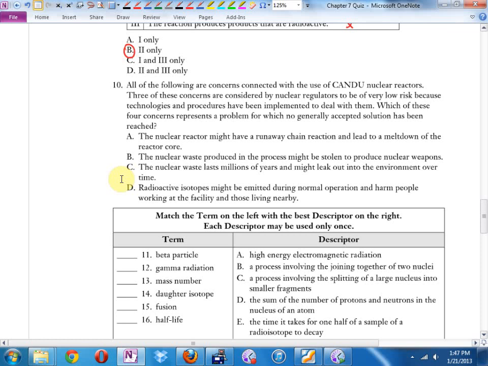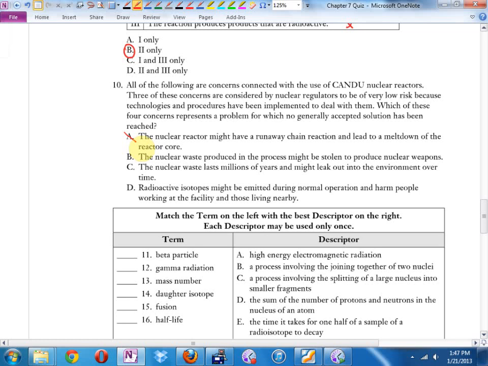Got me? What are problems with nuclear reactors? A, the nuclear reactor might have a runaway chain reaction. Well, that's a problem, but we do have a fairly good solution. We have lots of different safeguards. We can work around that.